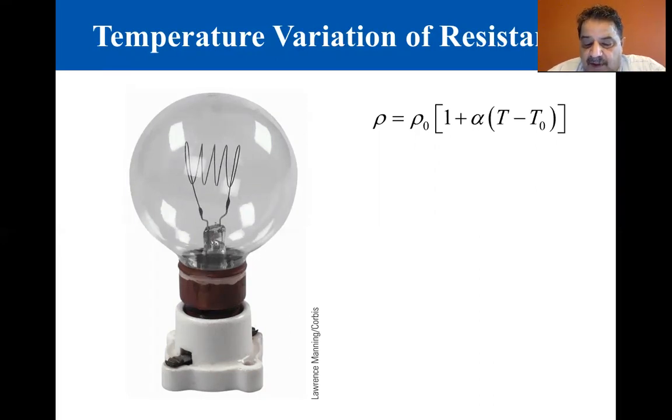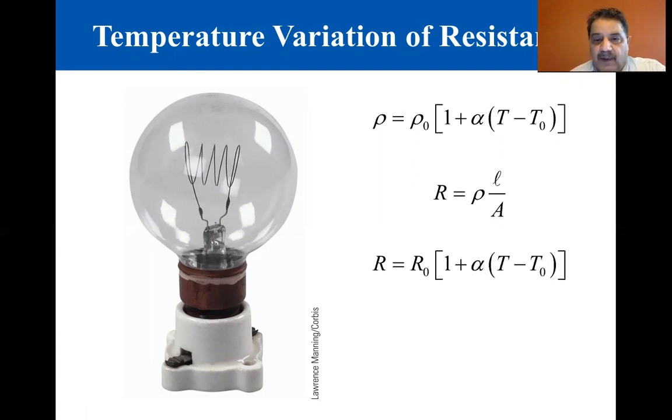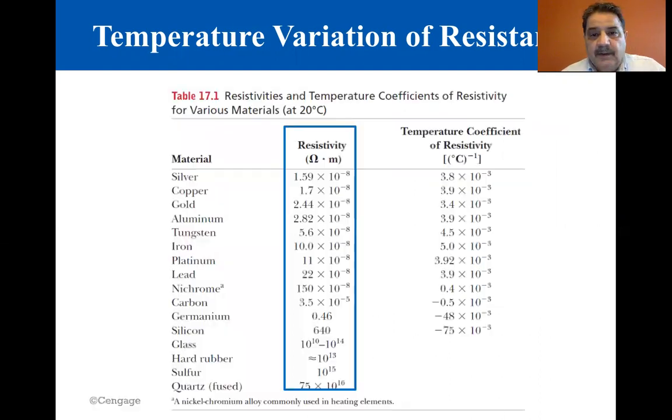Because the resistance of a conductor with a uniform cross section is proportional to the resistivity, we can write the temperature variation of resistance as shown. The resistance is equal to R sub zero times one plus alpha times T minus T zero. We just did substitution, with R substituted in for rho.